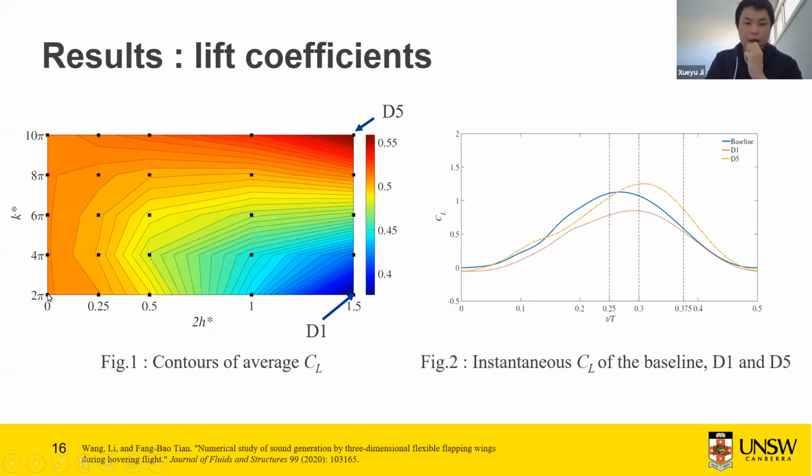As you can see, here is the baseline, where 2h star equal to 0 is the baseline. If the wave number is low, then with the increment of the wave amplitude, the average lift coefficient is decreased. But when the wave number is high, when you increase the wave amplitude, the average lift coefficient is increased. And for a given wave amplitude, the average lift coefficient is increased with the increase of wave number.